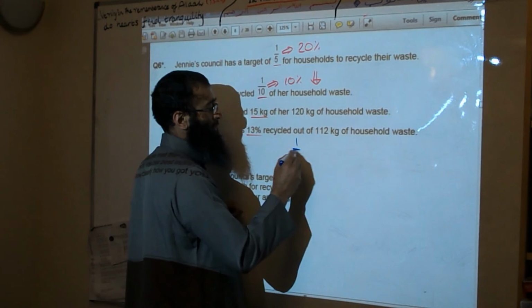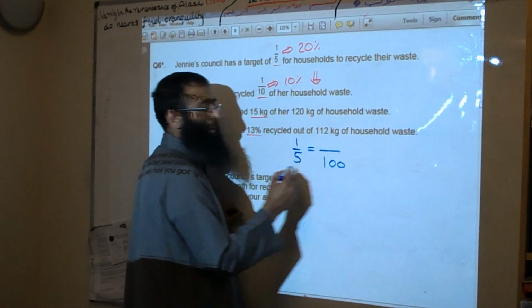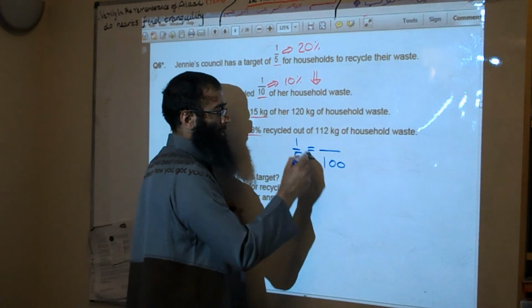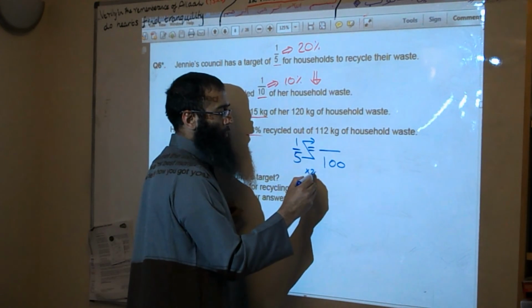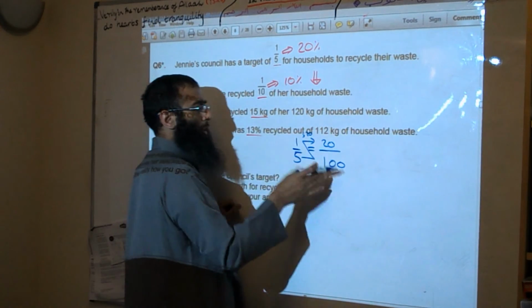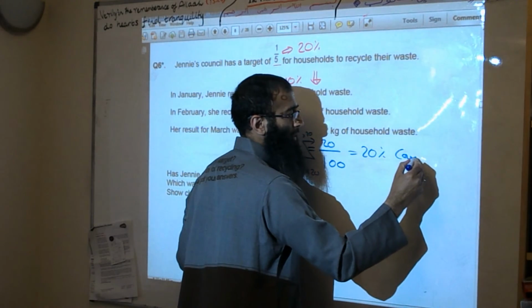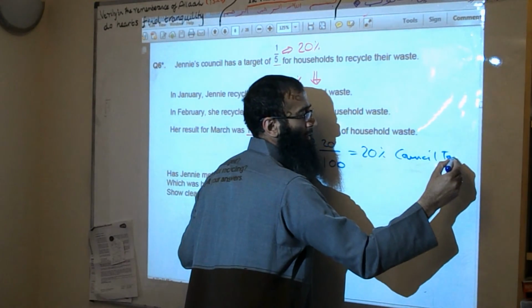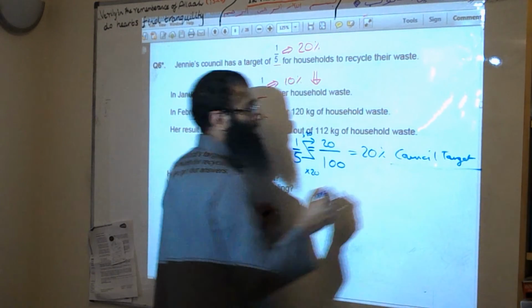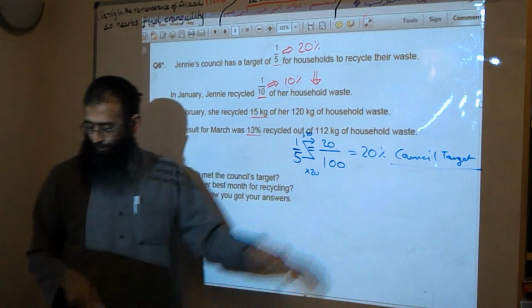So 1/5. I want to change it into a percentage. So I'm going to make it equivalent to hundredths. We multiply the bottom by 20 and the top by 20. So 1/5 is equivalent to 20 over 100, which is 20%, the council target. Right, that's that value converted into something we can make sense of.